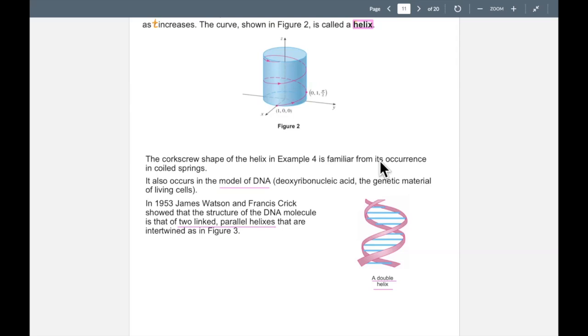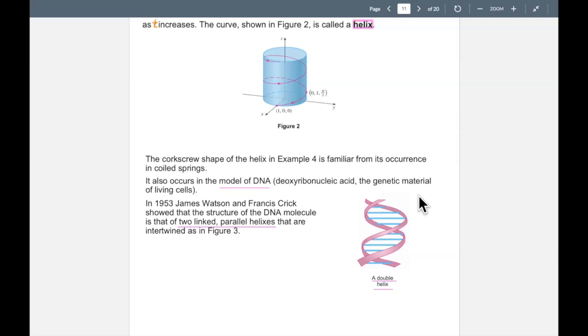Maybe I ask someone to read. Okay, Matthew, could you read? The torsion of the helix in the reservoir is familiar from its occurrence in experience. It also occurs in the model of DNA.